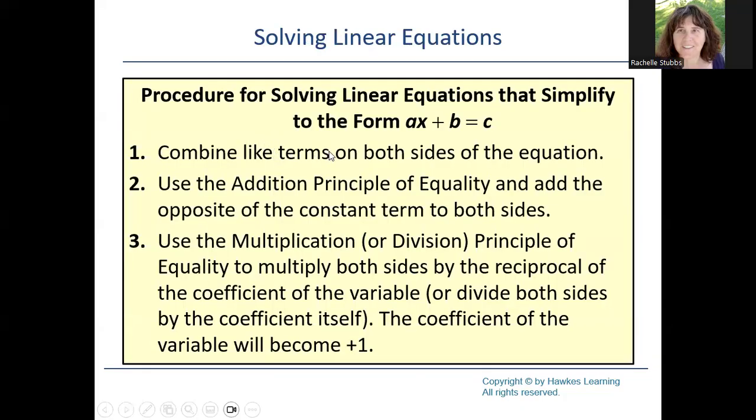One, combine like terms on both sides of the equation. Then always, second, use the addition principle of equality, and add the opposite of the constant term to both sides. Then three, use the multiplication or division principle of equality to multiply both sides by the reciprocal of the coefficient of the variable, or divide both sides by the coefficient itself.